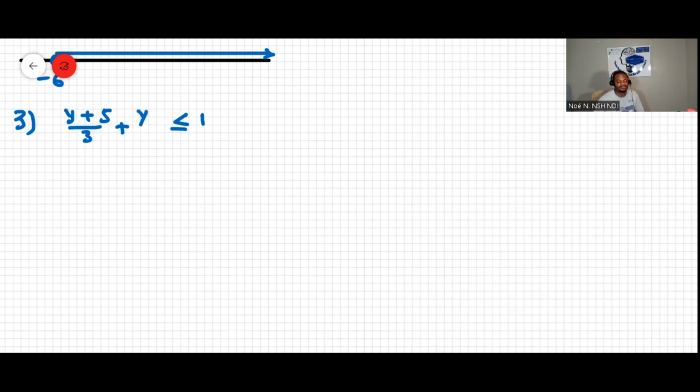Now, over here, the denominator is 1, there is also 1. So I need to make a denominator common. So I times here by 3, and there also by 3. Times there by 3, and there also by 3. Now the denominators are common. Then we can just drop the denominators. And then this will be equal to what? Y plus 5 plus 3y less than or equal to 3.